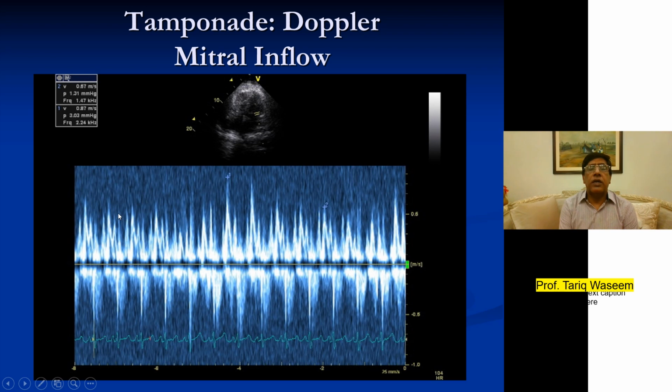This again depicts the change in the velocity during inspiration and expiration. During inspiration, there is a fall in the mitral inflow, right? And there is a rise during expiration.